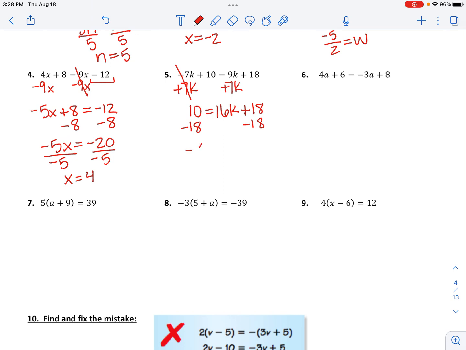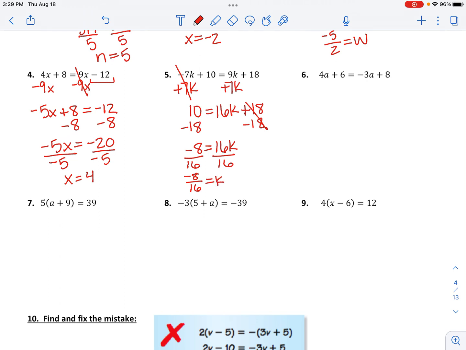10 minus 18, I get -8. Bring down what's left over on the right side, which is just the 16k, because the 18s canceled out. Last step, 16 times k. I'm going to divide to undo that multiplication. -8 over 16 is equal to k.